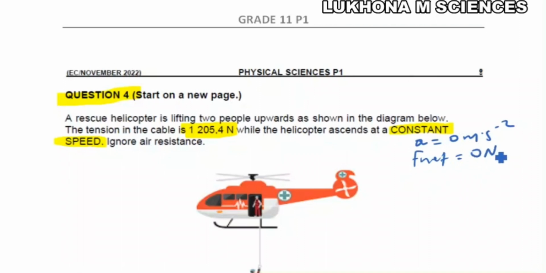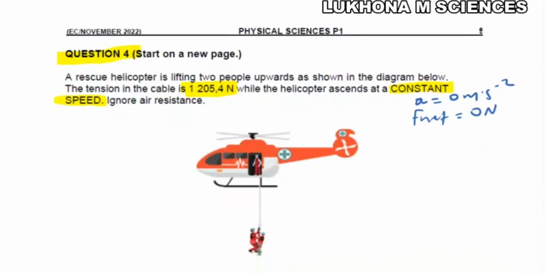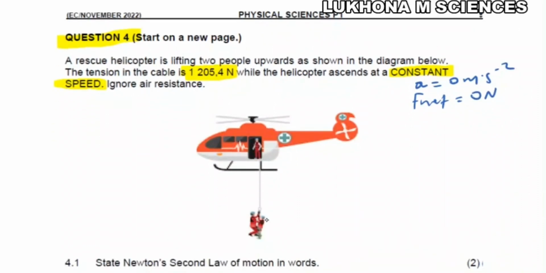Now the first thing that you do, you draw the free body diagram. If you look here, there is a weight of our two people, that is Fg. Then there is this string, which means there is an upward force, which is the tension force. So this is very easy. Now let's answer the question.